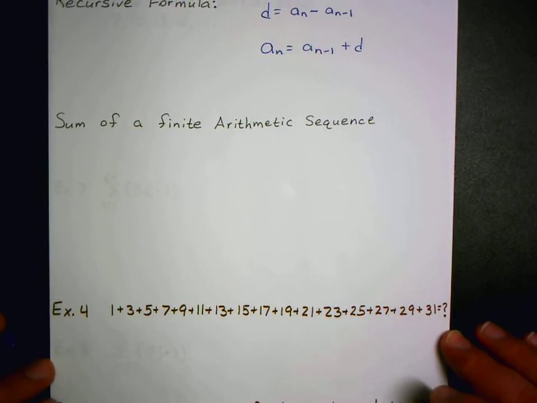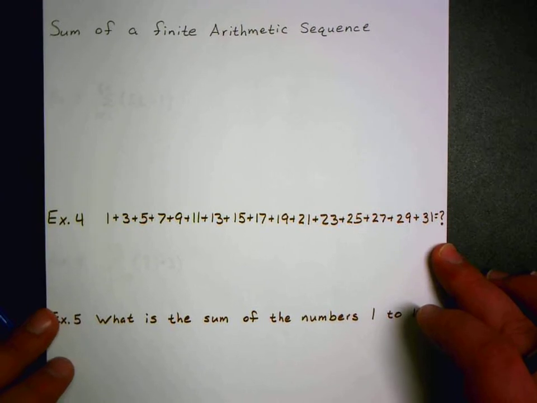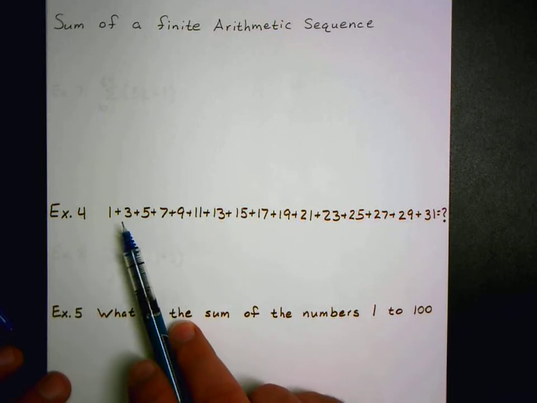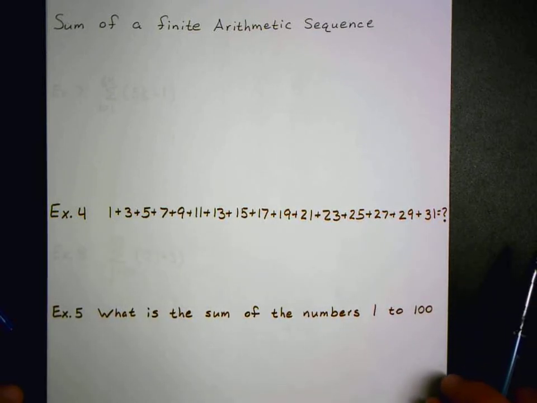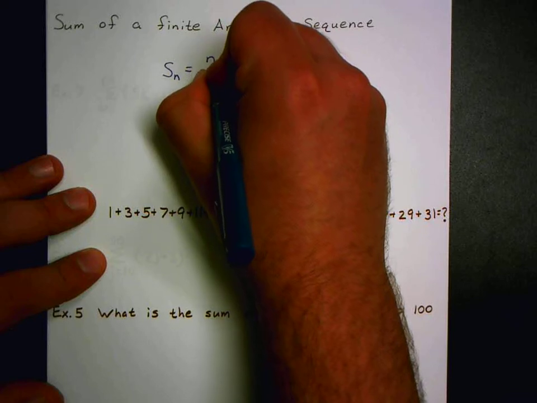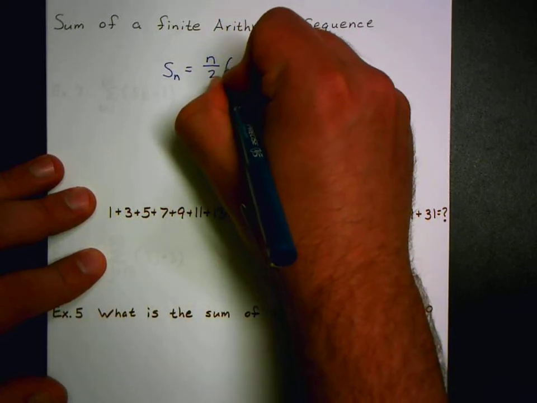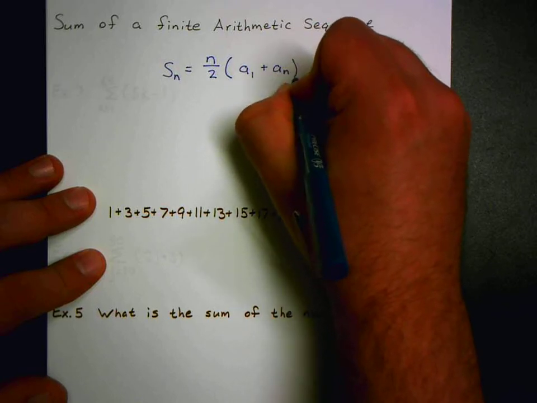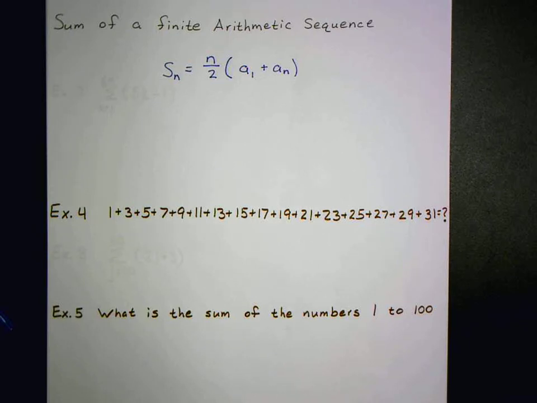Okay, what is helpful is the sum of a finite arithmetic sequence. That is very helpful. So what we're talking about is like down here. If I have an arithmetic sequence, so this is just the odd numbers, what if I want to add up all the odd numbers from 1 to 31? Yep, that's your formula. You take how many you have divided by 2 times the first one and the last one. So that's a useful formula.